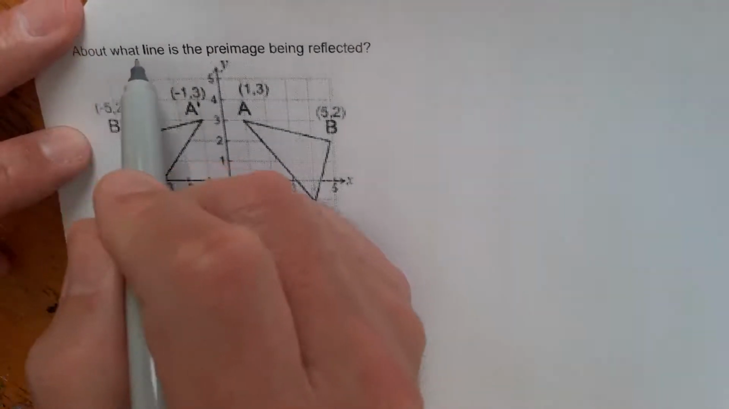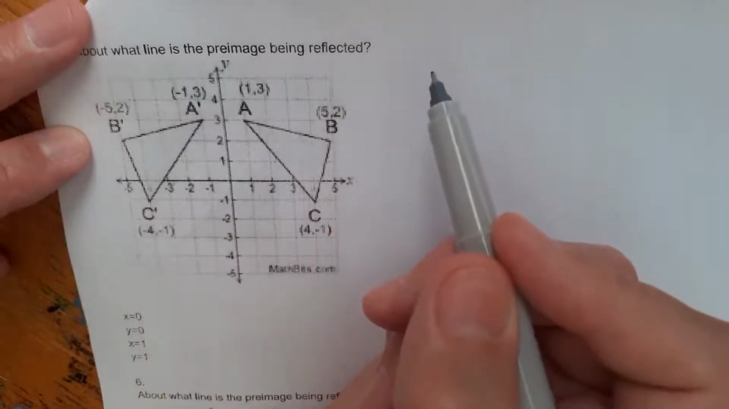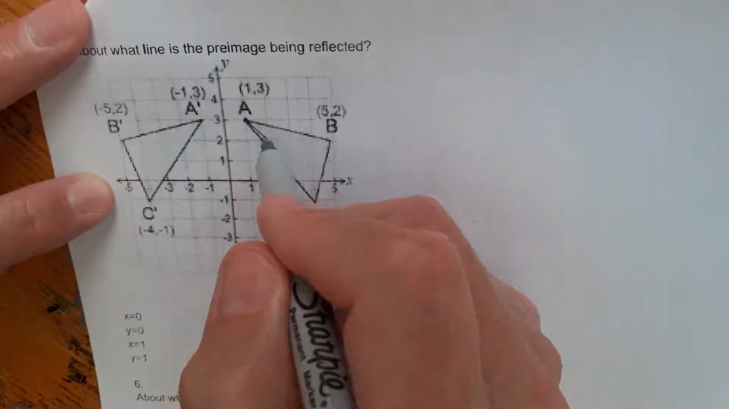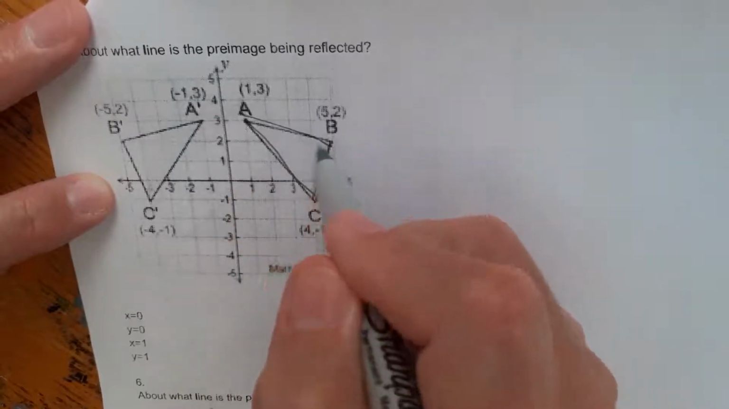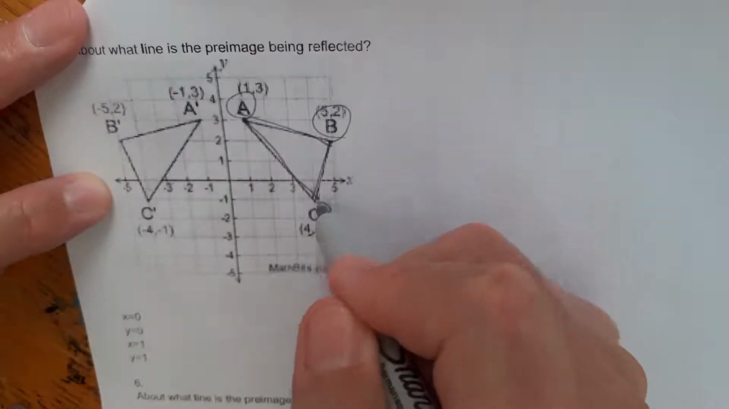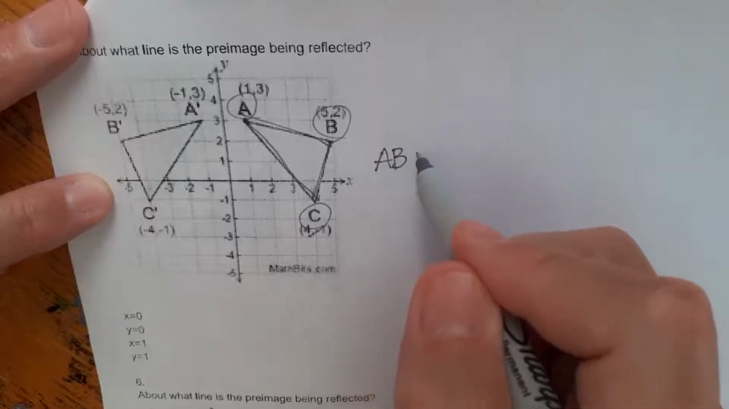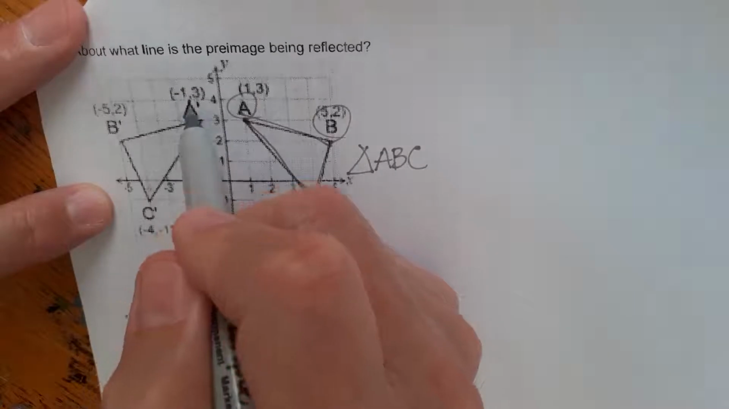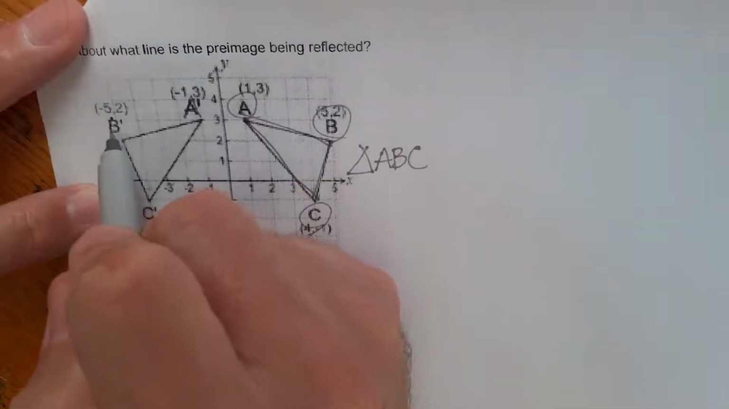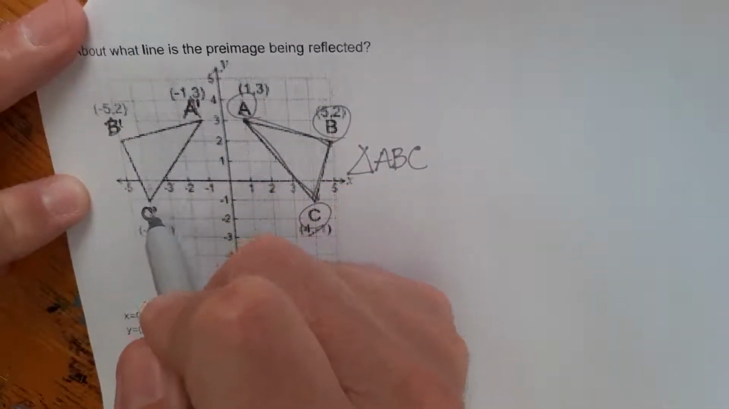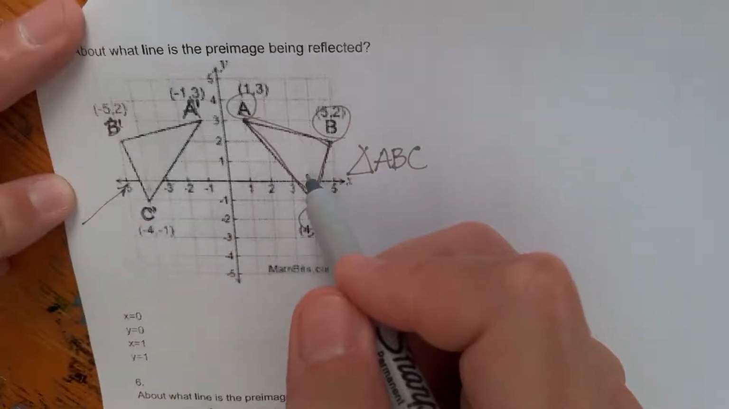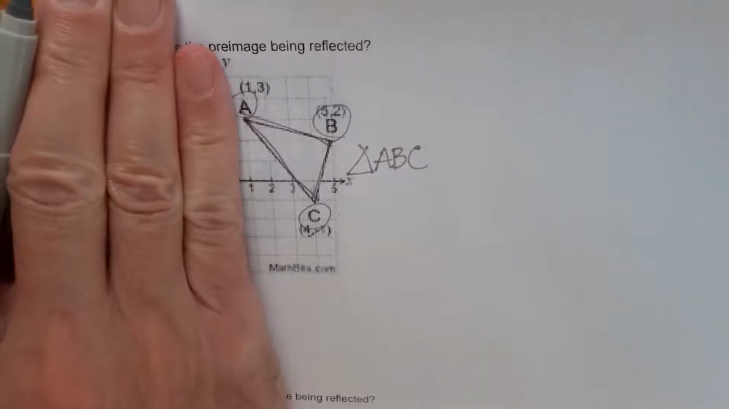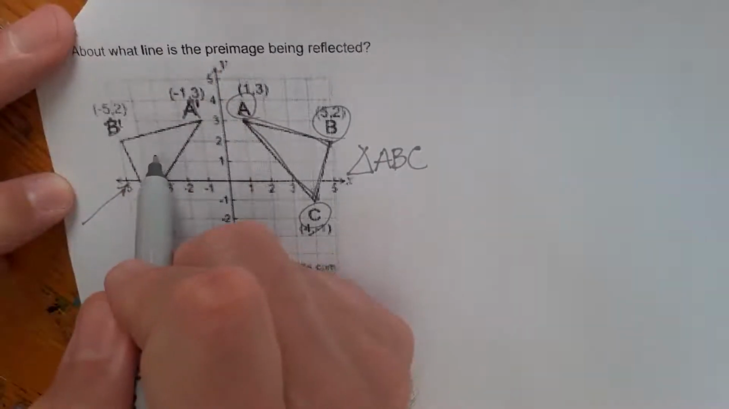All right, about what line is the pre-image reflected? So, which one is image? Oh, so pre-image is here. How do I know? Because it's A, B, C. There's no primes, right? This is triangle A, B, C. Now over here, notice that it's A prime, B prime, and C prime. So this would then be the image. This would be the pre-image and image. Pre-image is before, it's reflected in this case, image is after.